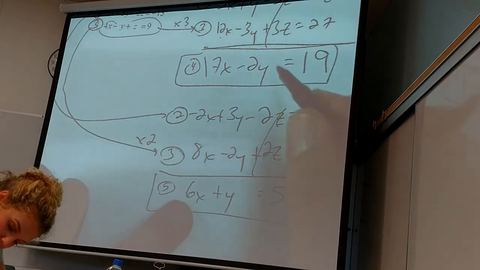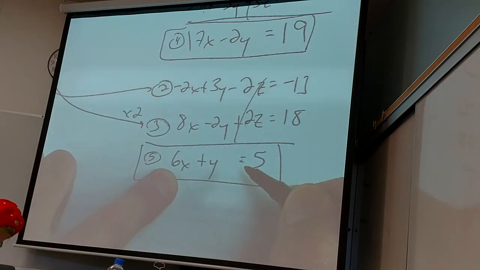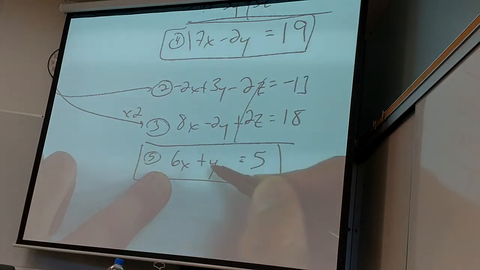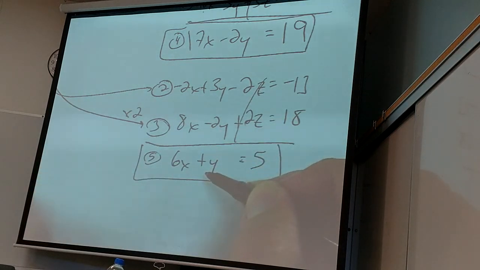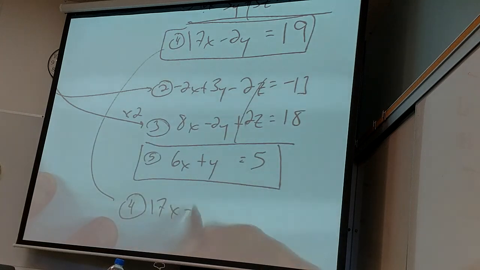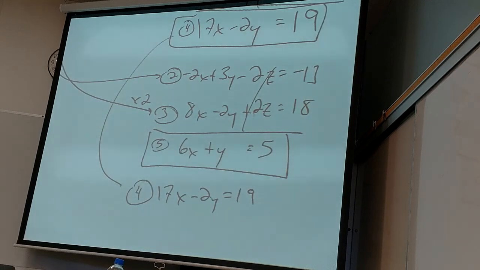So what's the easiest way between these 2 to do something? Eliminate y. Yeah. So between these 2, I can eliminate y very easily. Right? Let me write the 4th one down here.